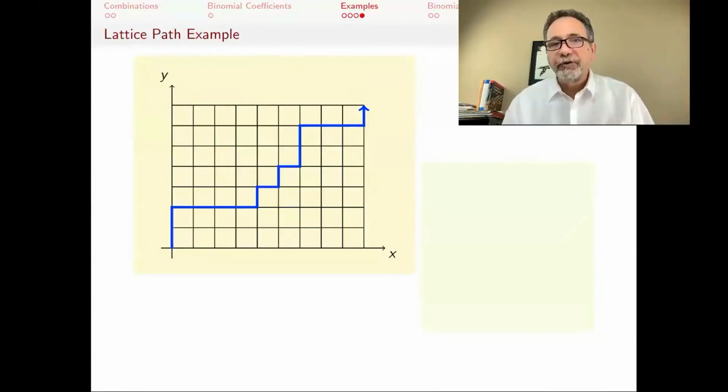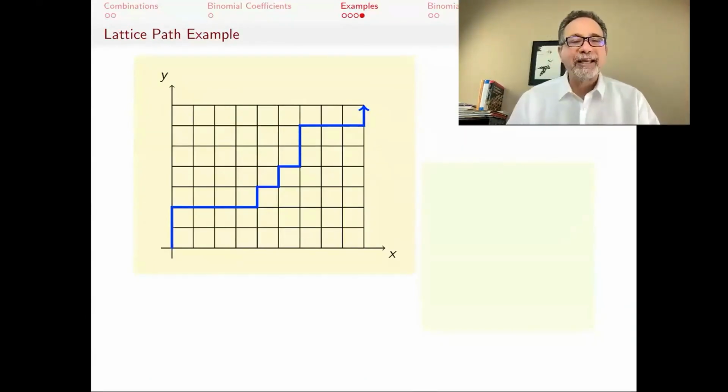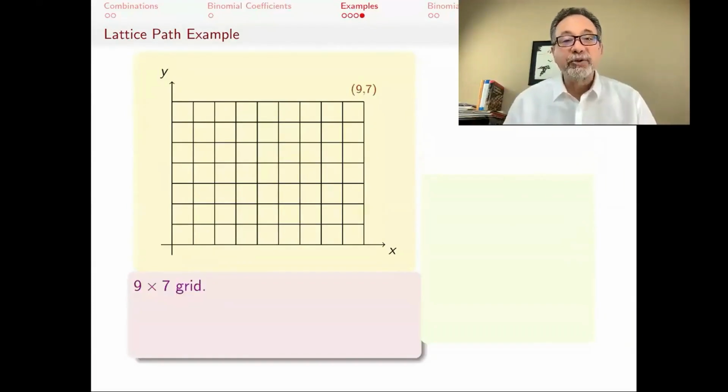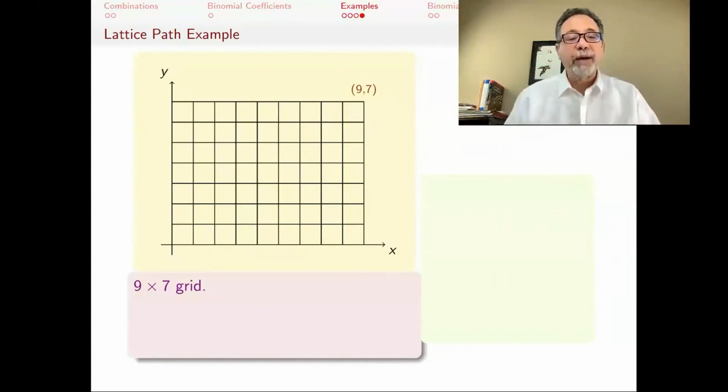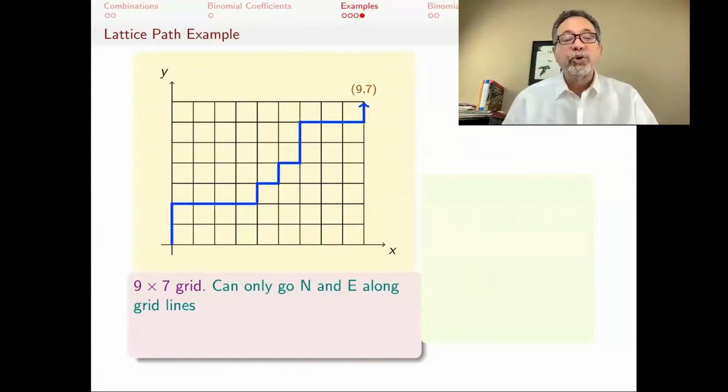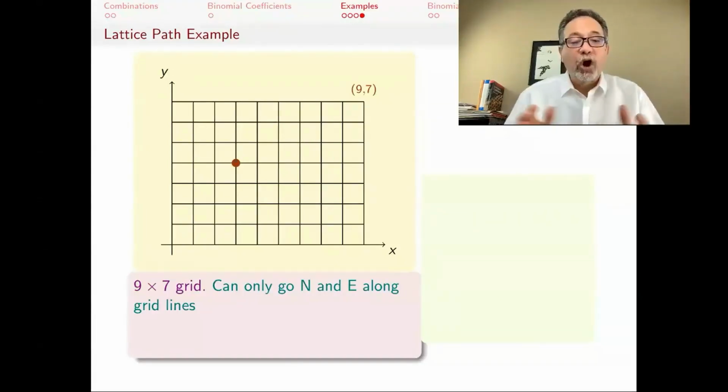Here's another somewhat different problem. This is a lattice path. I have a 9 by 7 grid, 9 in this direction and 7 vertically going up. And I'm looking for northeast paths. You're always on the grid lines. If you're at this corner, you have 2 choices. You can go up or you can go to the right. That's the only thing you can do.